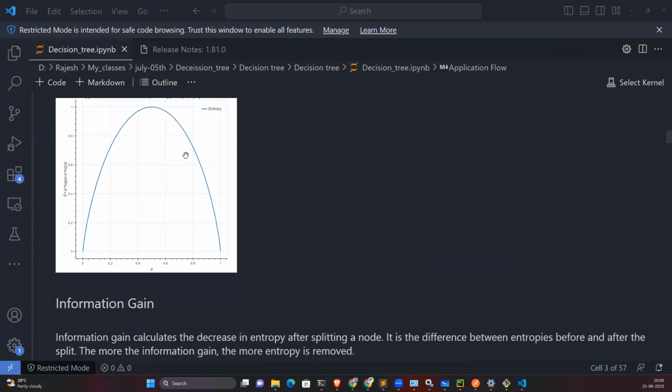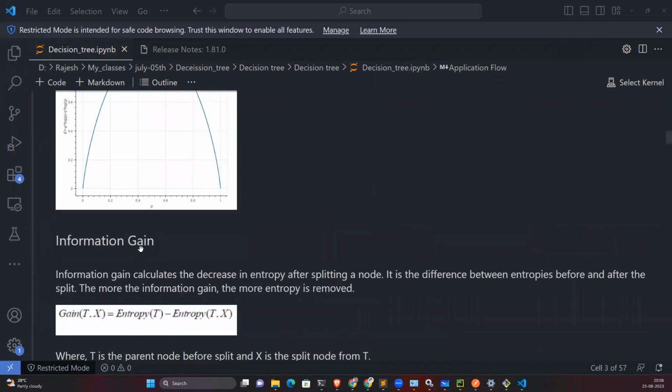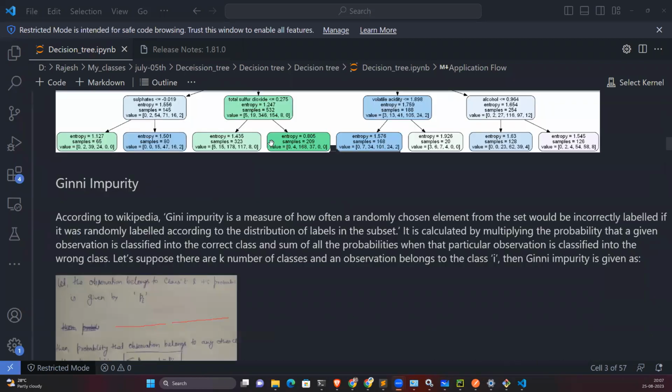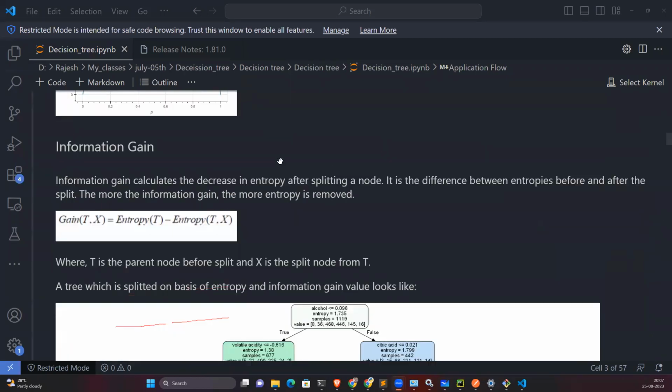As soon as your entropy calculation has been done, we are going to calculate the information gain. How to calculate the information gain? Very simple. The information gain formula is entropy of T minus entropy of T given X. I will talk about it, don't worry. Let's take an example and solve one problem, and then I can show you how to do it. This is one way of selecting the parent.